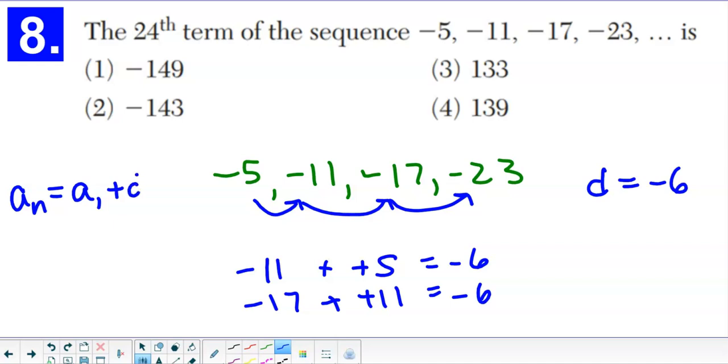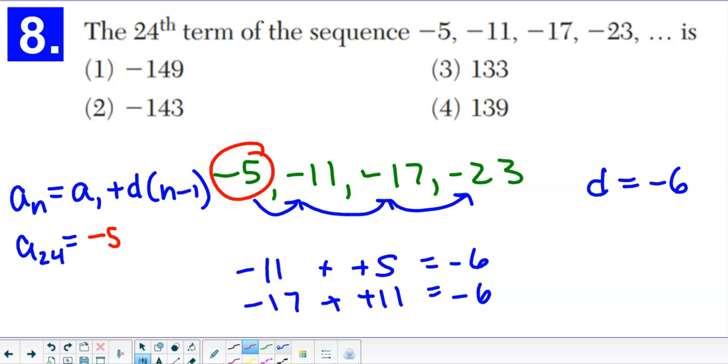a sub 1 plus d times n minus 1. So the answer in the 24th position would be the answer in the first position. So for us, that's negative 5. The common difference, which is minus 6. And then the number we want, 24 minus 1.